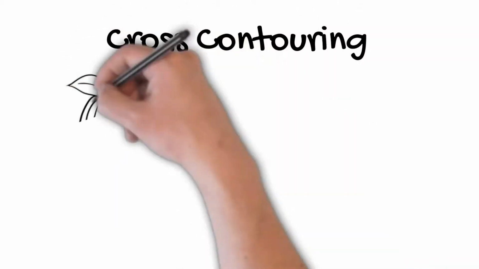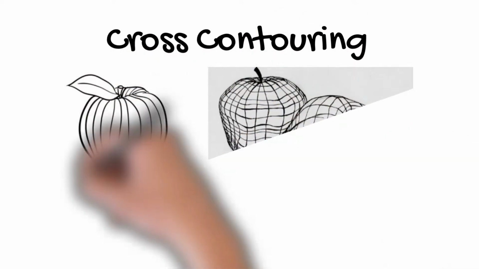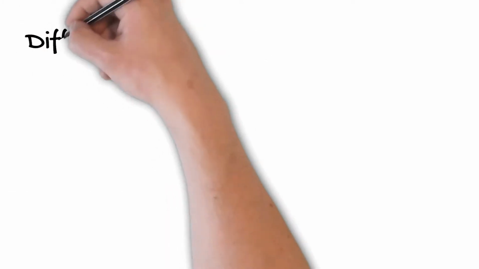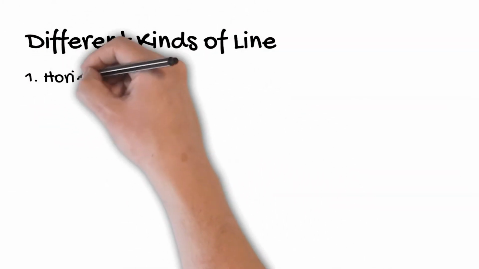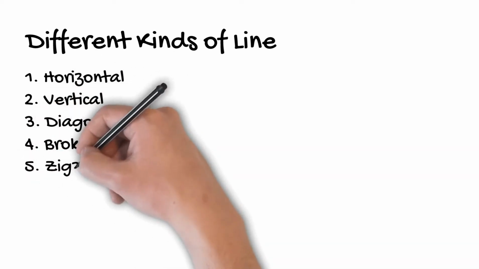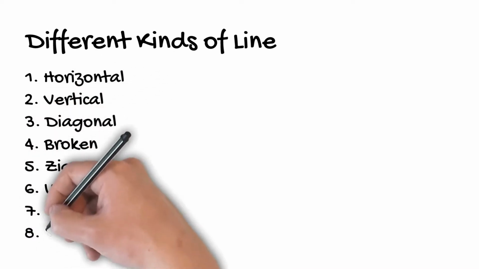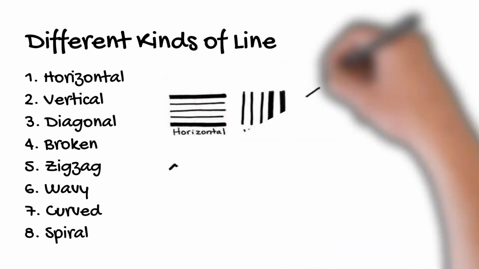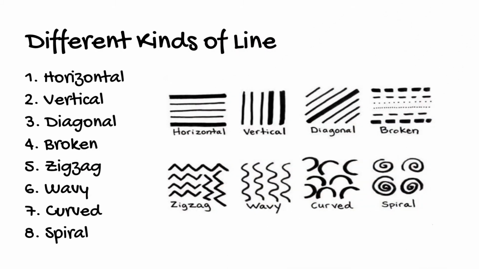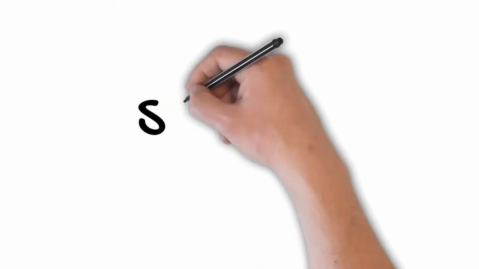There is also a technique called cross-contouring. It is also a way of showing form in a drawing. There are different kinds of line, which you are probably familiar with: horizontal, vertical, diagonal, broken, zigzag, wavy, curved, and spiral.